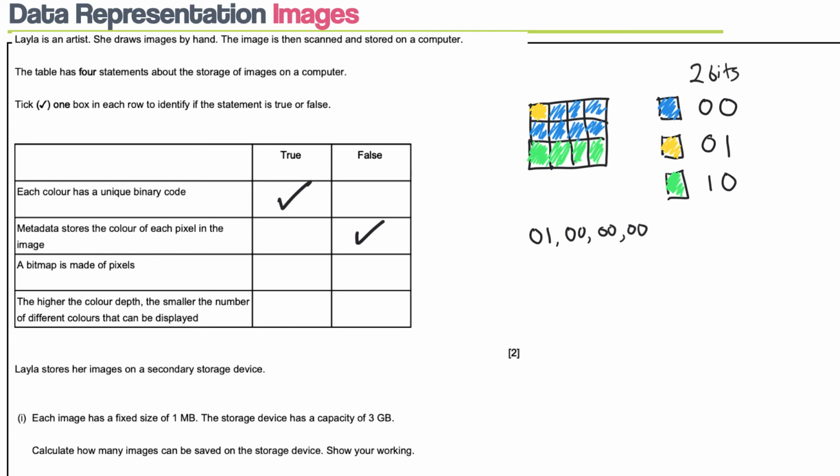Bitmap is made of pixels. That's exactly right. You see here, it's just formed out of individual pixels. Now that might look blocky to you, but of course when you increase the resolution, the pixels become so small you can barely see them. So yeah, a bitmap is made of pixels. The higher the color depth, so the more colors, the smaller the number of different colors. So the higher the color depth, the more colors we can have. So that statement is false.